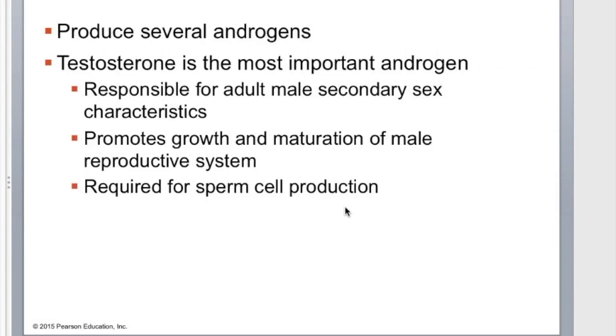Okay, testosterone. It is the most important male hormone. It produces or spurs the secondary sex characteristics. So you see a spike of testosterone in boys as they go through puberty. And you have to have testosterone in order for the sperm to develop within the testes and then allow for the continuation or the reproduction of our race.